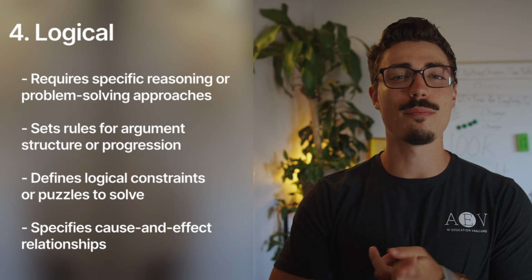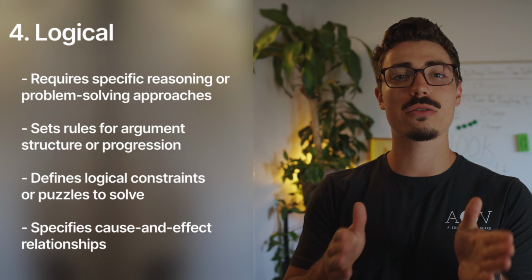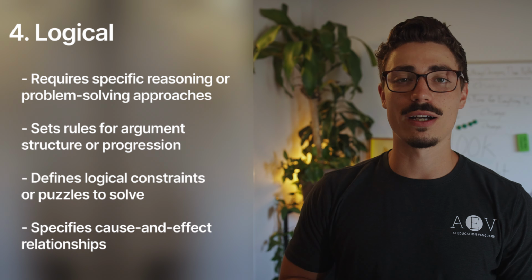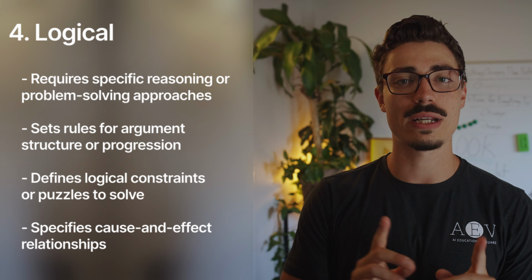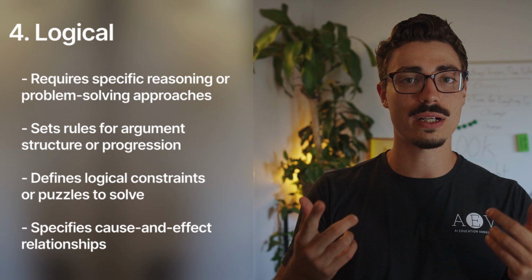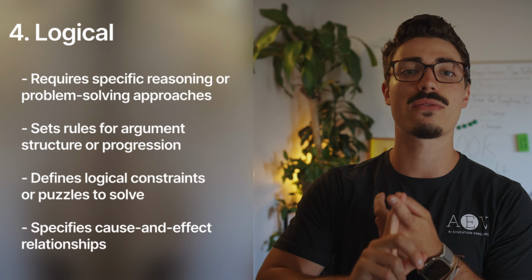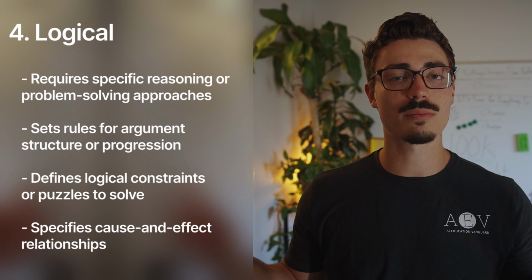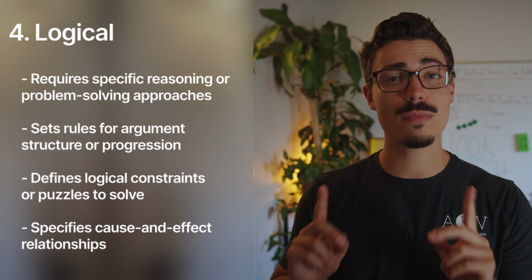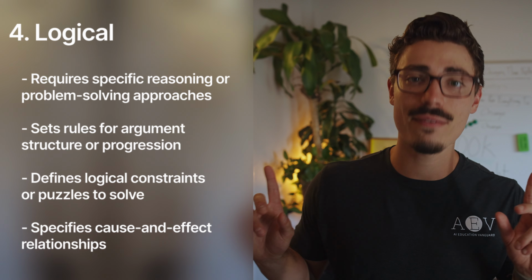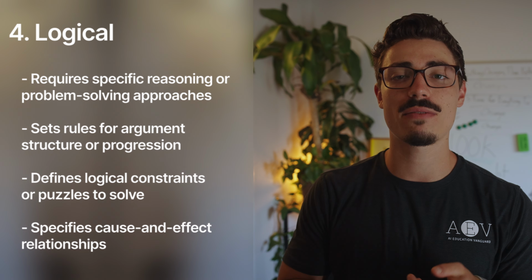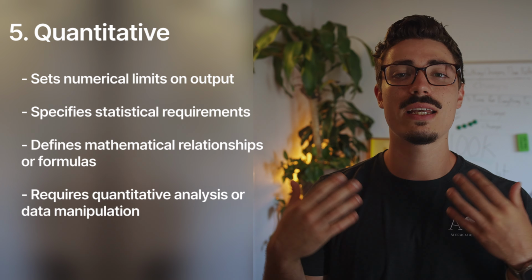So you can do things like impose rules that require logical thinking or problem solving. A cool example of this would be create a murder mystery where the culprit is never explicitly named but can be deduced from the clues. Number 5 is going to be quantitative constraints.